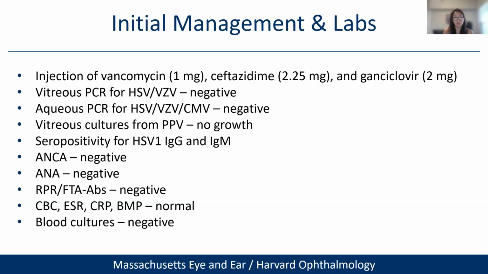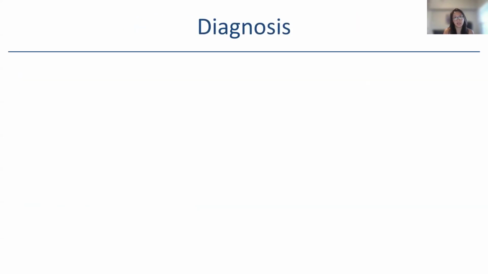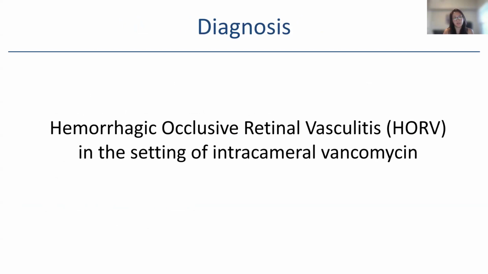Her serologies are as follows. She was seropositive for HSV, but negative for syphilis by RPR and FTA, and her other blood studies were otherwise normal or negative. And so in this patient, she's had really an overall negative workup for an exogenous endophthalmitis, with very low suspicion for an autoimmune process. And given these hemorrhages and the severe presentation, the diagnosis was made of a hemorrhagic occlusive retinal vasculitis in the setting of intracameral vancomycin.